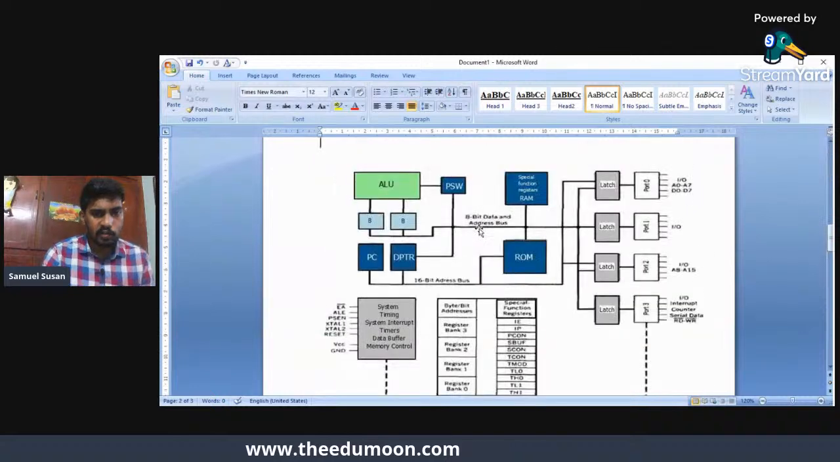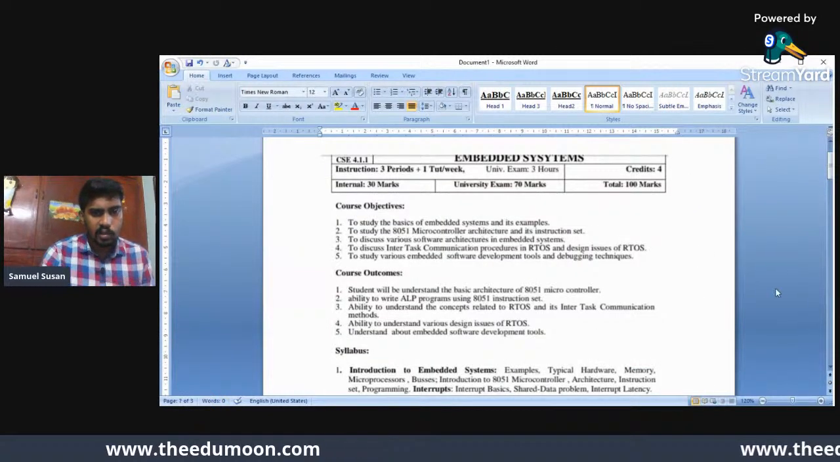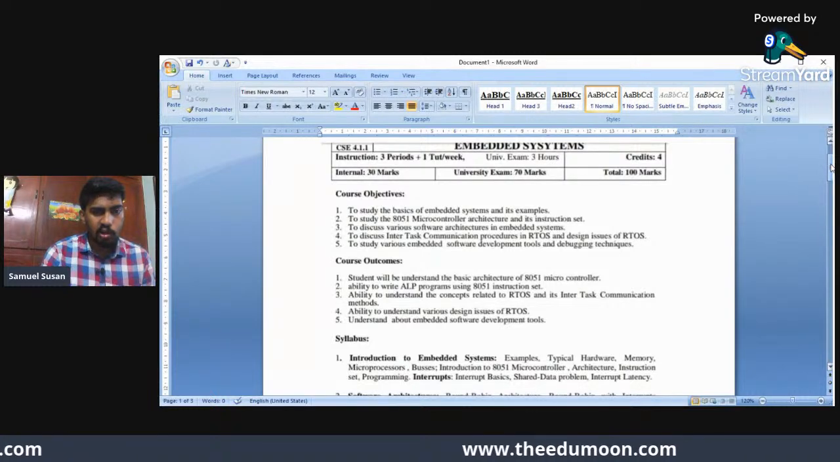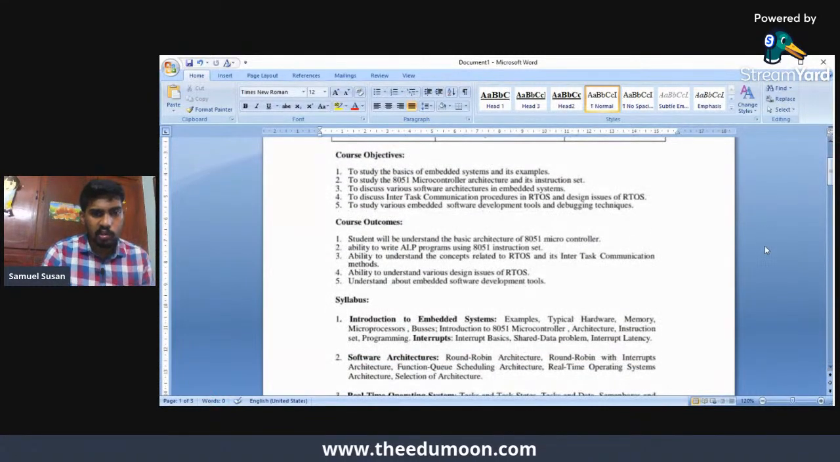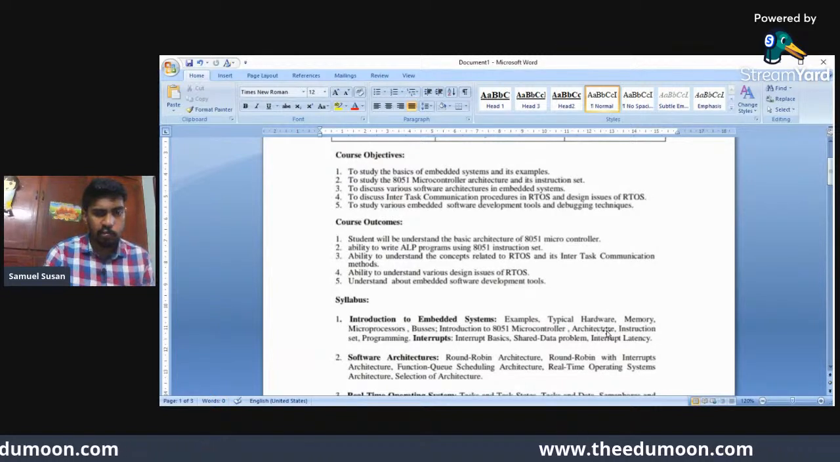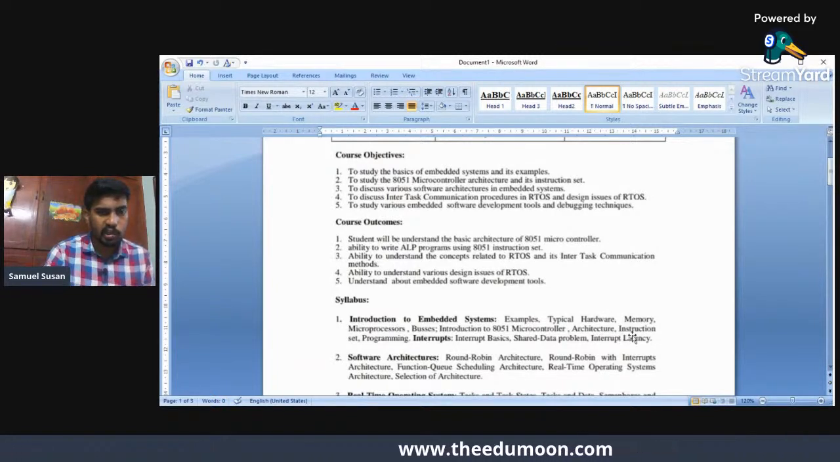In this, you can see that microcontroller architecture and instruction set and programming. So basically, you can cover that architecture with the diagram, and one or two important topics from the architecture. The diagram is very important.